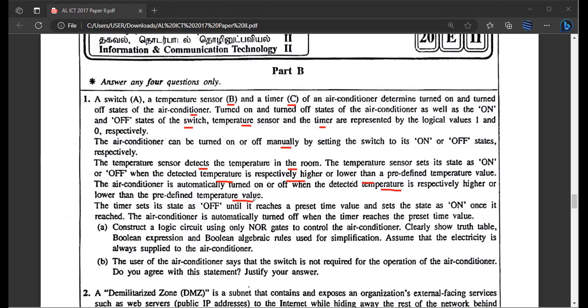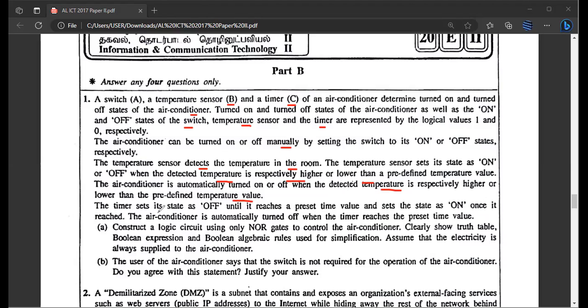Maybe sometimes the switch is set to off. The switch is set to off, therefore the air conditioner is manually switched off. But when the temperature sensor detects the temperature is higher than the predefined temperature value, even though the switch is off, the air conditioner will get switched on automatically. That's what they are saying here.